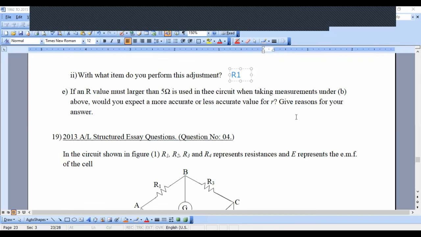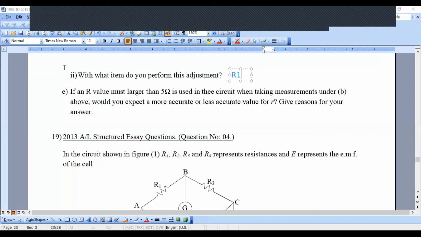Now somebody unmute the mic and read the simple E question. If an R value larger than 5 ohm is used in the circuit when taking measurements under B above, would you expect a more accurate or less accurate value for R? Give reasons for your answer.